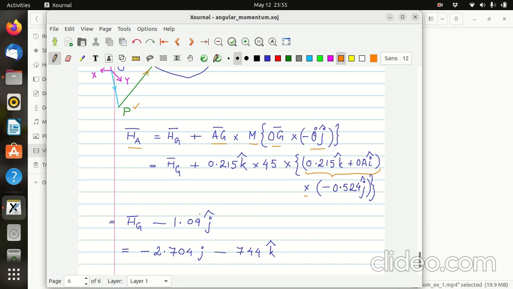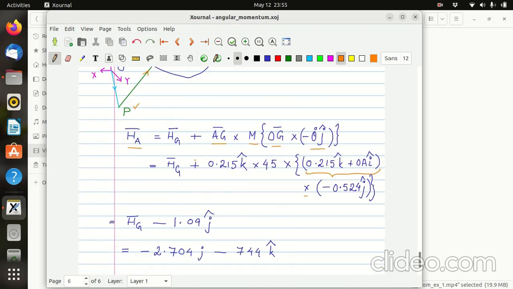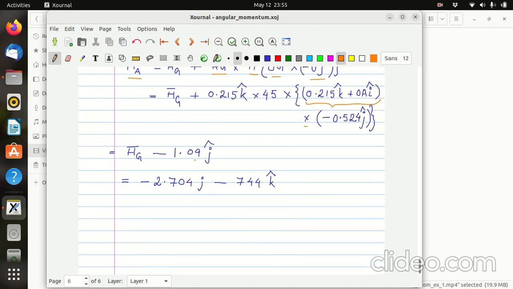So if you compute this, you get Hg minus 1.09 j. So Hg is already known. This is Hg, so this is this minus 1.09 j. This is the value of the angular momentum about A that you get.